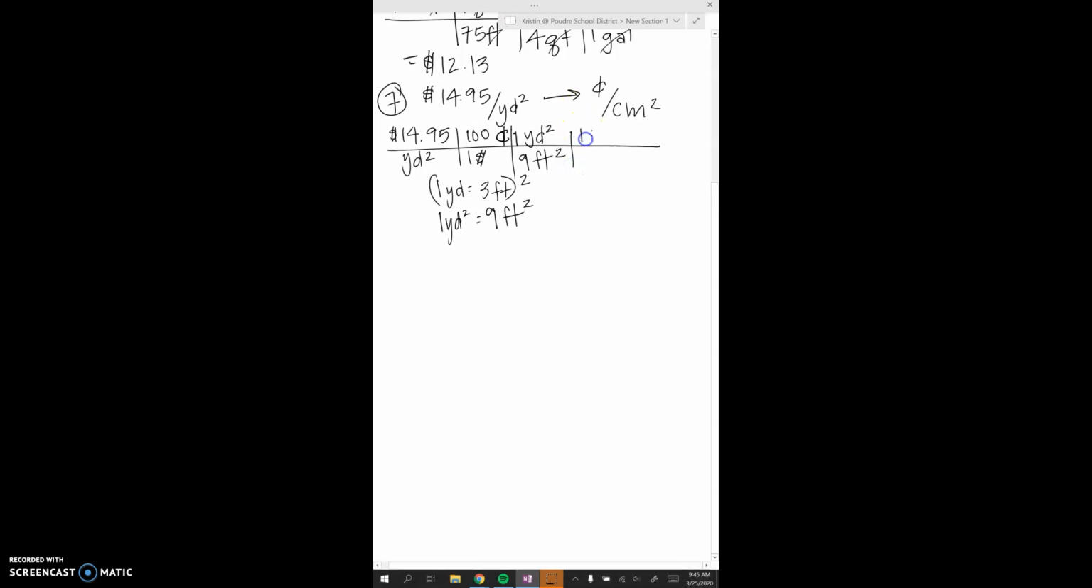So I'm like, okay, 1 square foot is going to be 100.